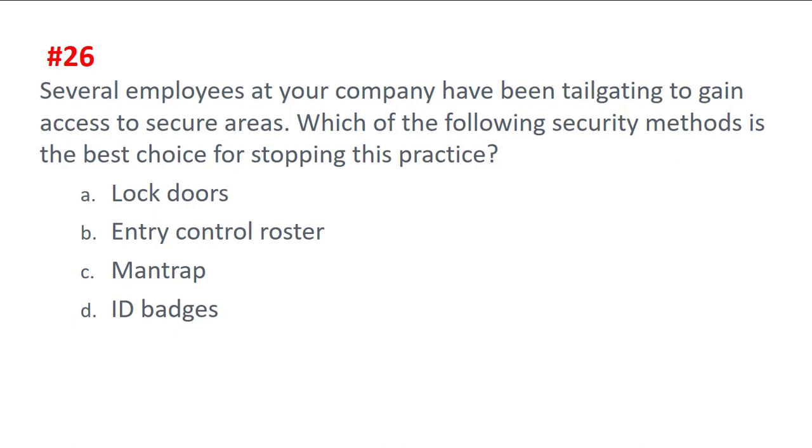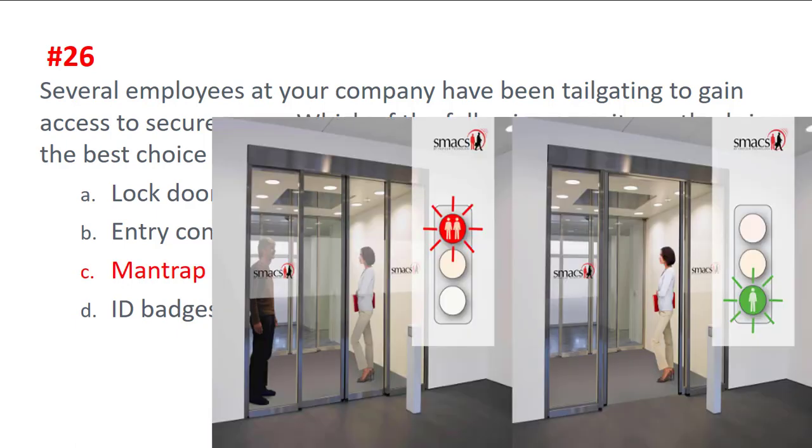Well, of these four choices, the only one that makes sense is a man trap. I use the term tailgating, and hopefully you know by now what that is, but tailgating just refers to being so close to someone else that when they enter a building, you're able to come in right behind them without needing whatever entrance method is being used, whether it's a key card, a security token, a badge, whatever the case may be.